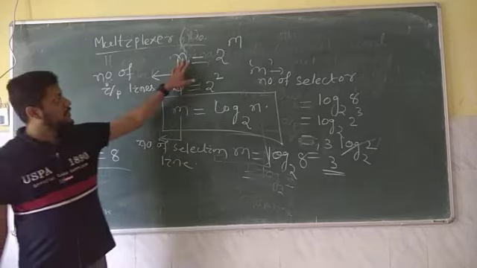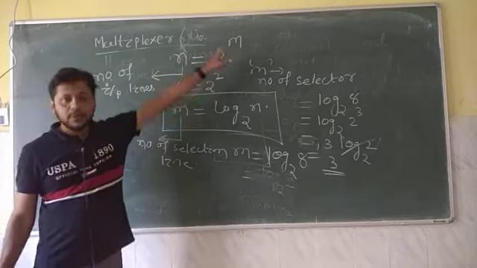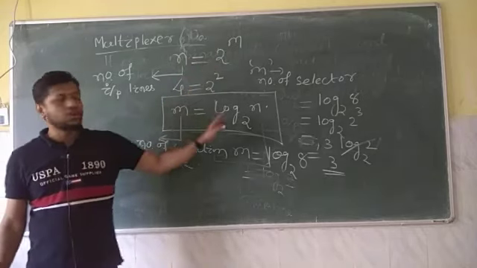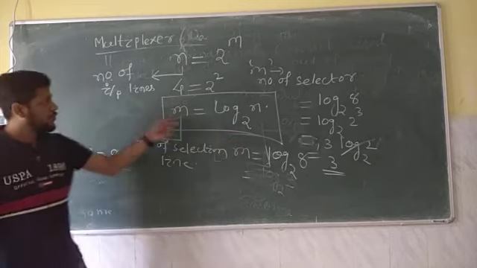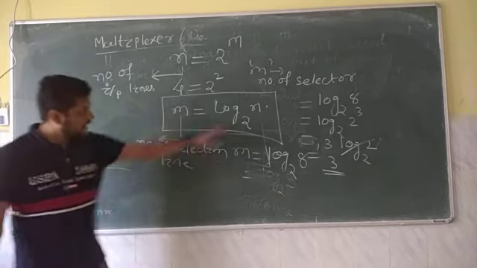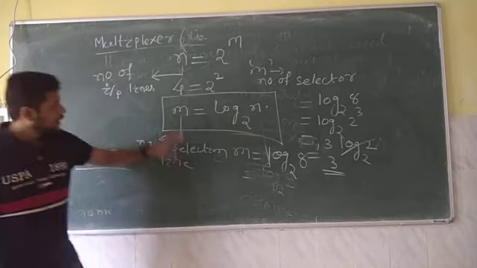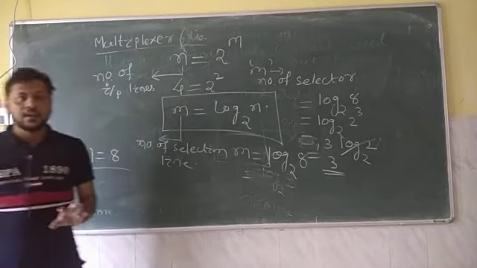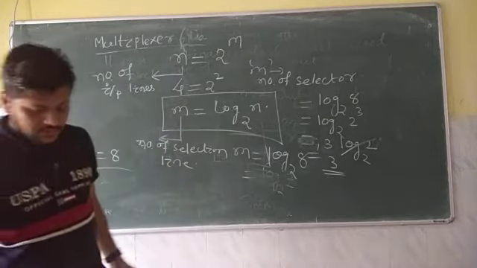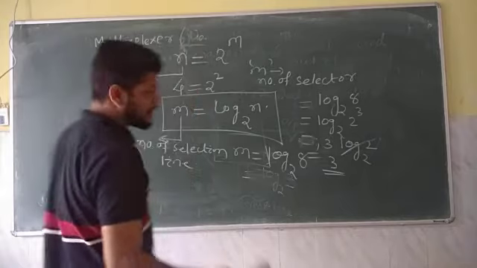So always remember this: either remember n is equal to 2 to the power m, or remember m is equal to log base 2 of n, where n is the number of input lines and m is the number of selection lines. So let us design a multiplexer circuit.